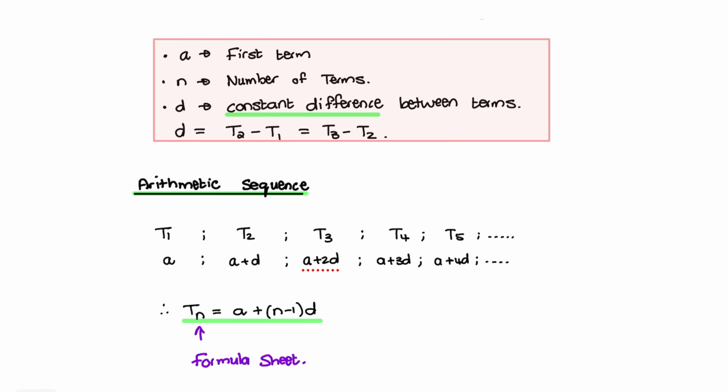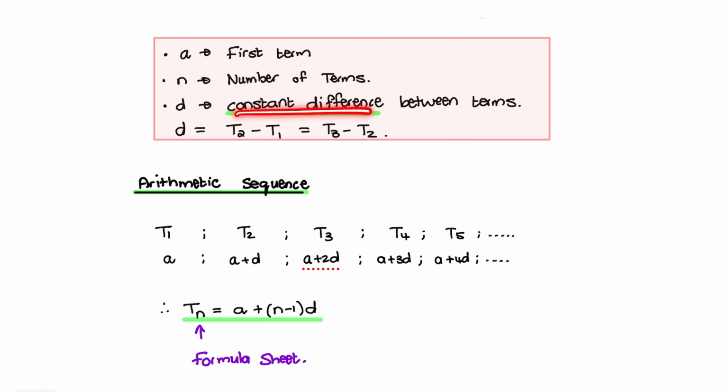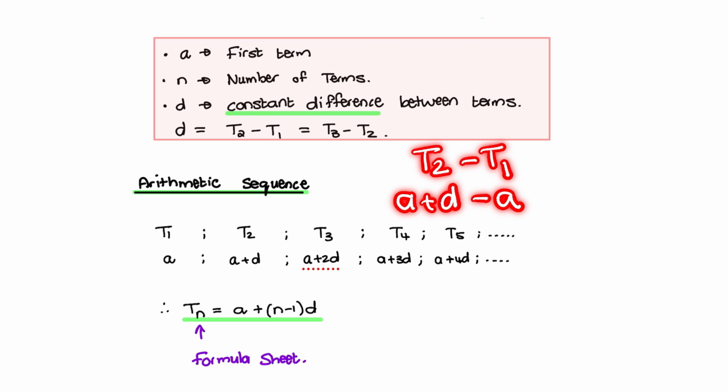So in our notation, A represents the first term, N the number of terms or the position in the number pattern. D is the constant difference between the terms. And we find D by saying term 2 minus term 1 or term 3 minus term 2. So look what will happen if I say term 2 minus term 1. Term 2 is A plus D. And if I subtract the first term, which is A, the A's will cancel out and I'm left with D, the constant difference between terms.